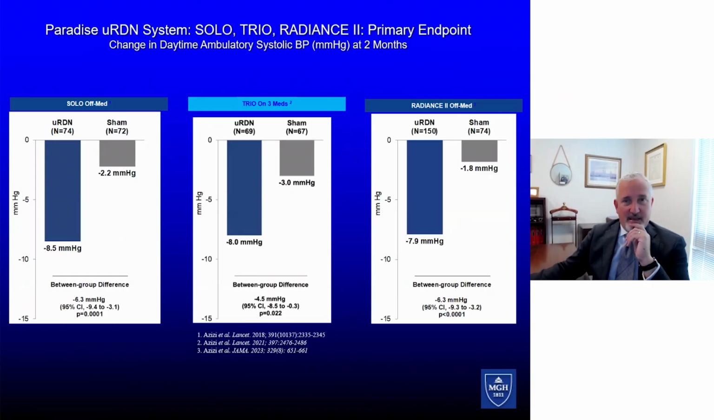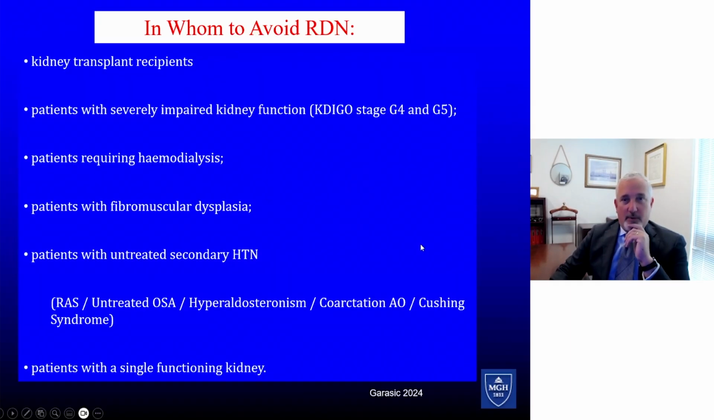What kind of data do they have? Well, same kind of business versus sham control, 2.2 millimeter drop in more modest off medicine patients versus 8.5 with ultrasound-based renal denervation. The TRIO trial was a 3-med trial. So these were patients on multiple medications, also drop about 8 millimeters of mercury in the ultrasound trial, and Radiance 2 off med is again a more modest group of hypertensives, again down about 8 millimeters of mercury. So benefits all the way around.